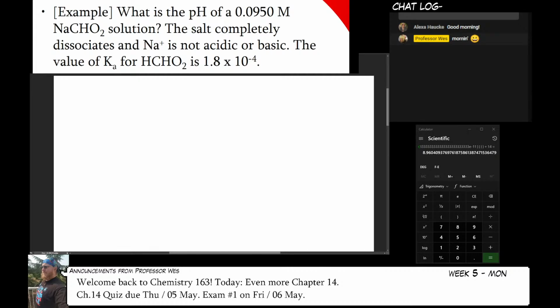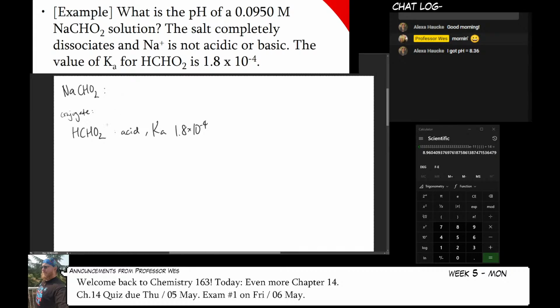All right, so I showed you earlier that sodium formate, I might have written COH2, whatever. This is the correct formula: NaCHO2. So this is sodium formate. The conjugate is HCHO2, and so it's an acid, and its Ka is 1.8 times 10 to the minus 4.